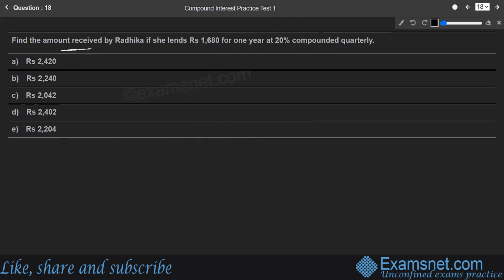Okay. Find the amount received by Radhika if she lends rupees 1680 for 1 year at 20% compound interest, compounded quarterly. Clearly, the principal value is 1680. Rate value is simply 20%, and the time value is simply 1 year. For 1 year, the simple interest and compound interest also remain the same, so we can use any of the formulas.